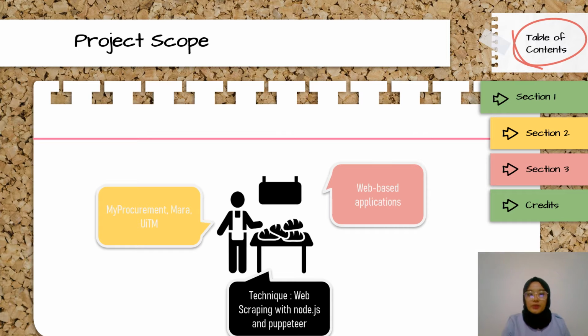Here is the project scope. The scope of the project is to scrape tender and quotation data from the 3 main websites. My procurement is for the government, MARA, and UiTM websites. The data is scraped using web scraping with Node.js and Puppeteer. This project focuses on users who want to locate tenders that have the same industry but are from a different agency. The platform of this project is a web-based application system. Besides that, the system uses PHP as the programming language, JavaScript for the web scraping, and we use the Laravel framework as the back end and the front end.